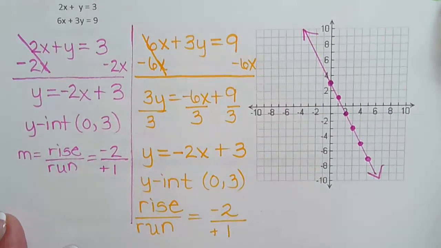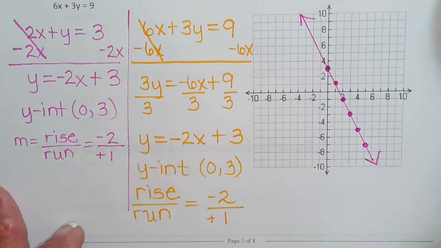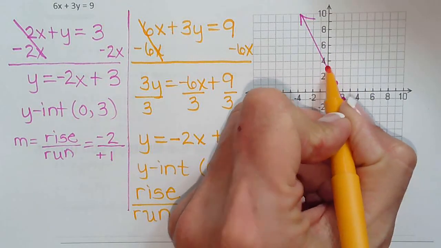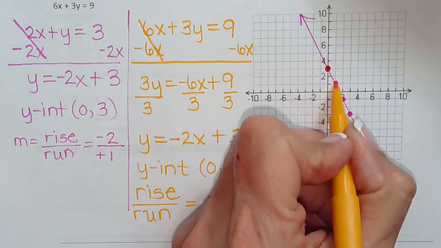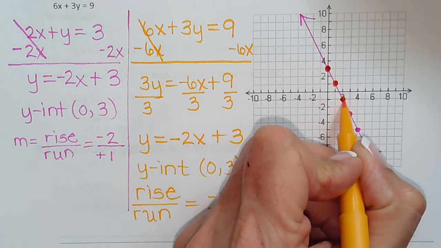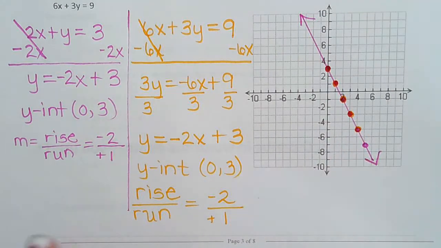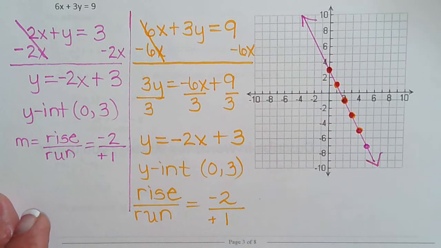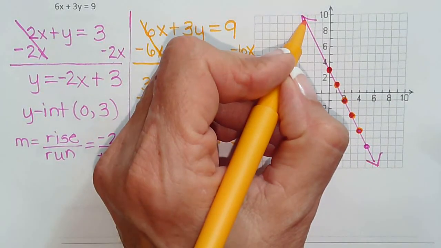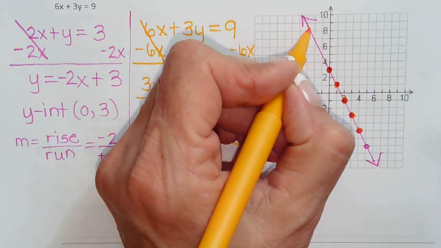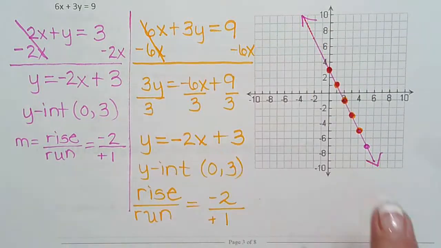So what do you think's happening there? It's the same line. Look at 0, 3, down 2 over 1, down 2 over 1. So tell me about the solution. How many points of solutions will we have? Infinite. Look, this is a solution point, this is, and the lines go forever in both directions.